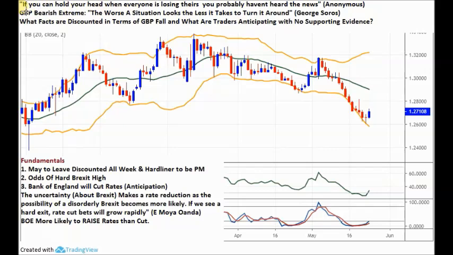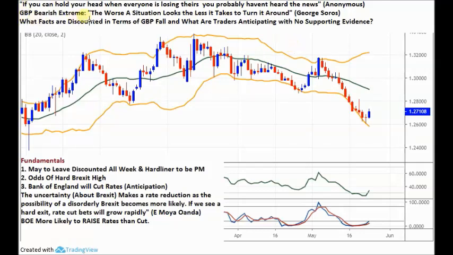Now, up at the top, I've started with a quote. If you can hold your head when everyone is losing theirs, you probably haven't heard the news. It's an anonymous quote, but it's very relevant to what we're talking about here. In my view, people are losing their heads when they're looking at the news in relation to the British pound and seeing it falling far lower when a turn is likely. We've got a blue candle on Friday, but I think we could really gain traction to the upside, which I'll come back to in a moment.